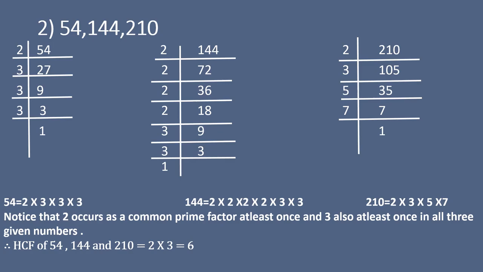Now other than 2 and 3, which number is there? 5. But 5 is not there in 54 and 144, so we will not take 5. Now see, next is 7. 7 is not in 54, and in the factors of 144 also it is not there. So we will not take 7 also. So that means only 1 time 2 and 1 time 3. These two numbers we have to multiply to find out the HCF of 54, 144 and 210. It is 2 multiplied by 3, 6.